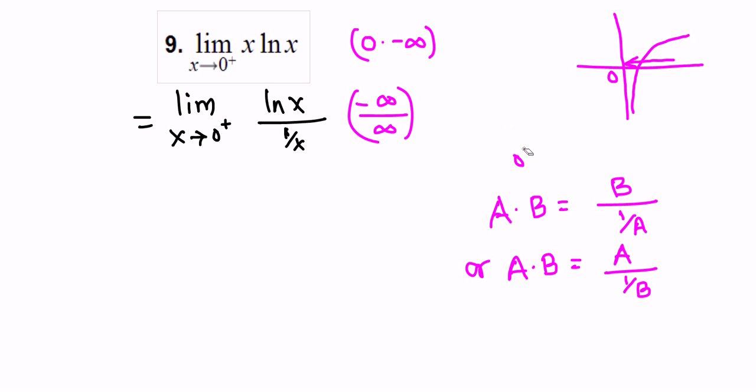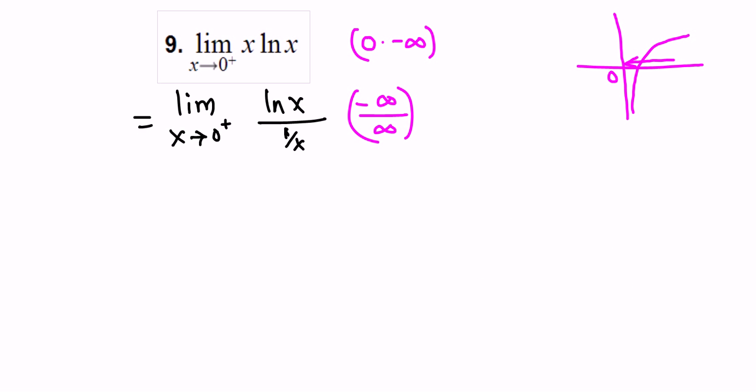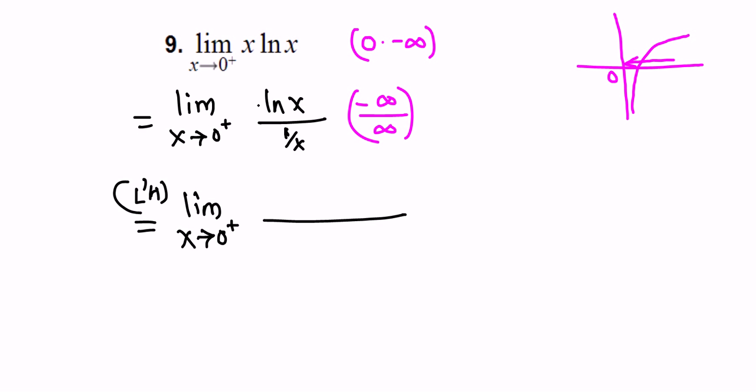Let me erase these things from here. Using L'Hopital's rule, this limit is equal to the following limit. Limit x going to 0 from the right side. On the top, we take the derivative of the top. The derivative of natural log of x is 1 over x. Now the derivative of 1 over x, let's do on the side.